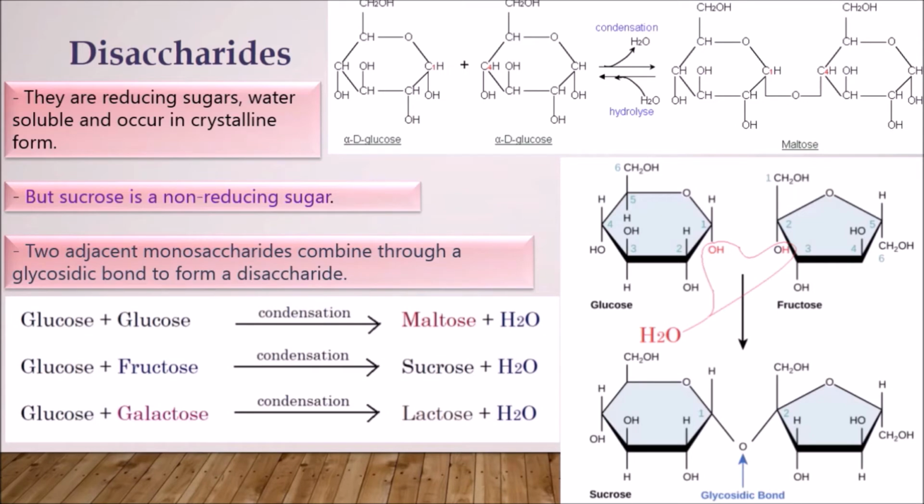Glucose plus glucose forms maltose, glucose plus fructose forms sucrose, and glucose plus galactose forms lactose. Those maltose, sucrose, and lactose are examples of disaccharides. Maltose and lactose are reducing sugars, and sucrose is a non-reducing sugar.